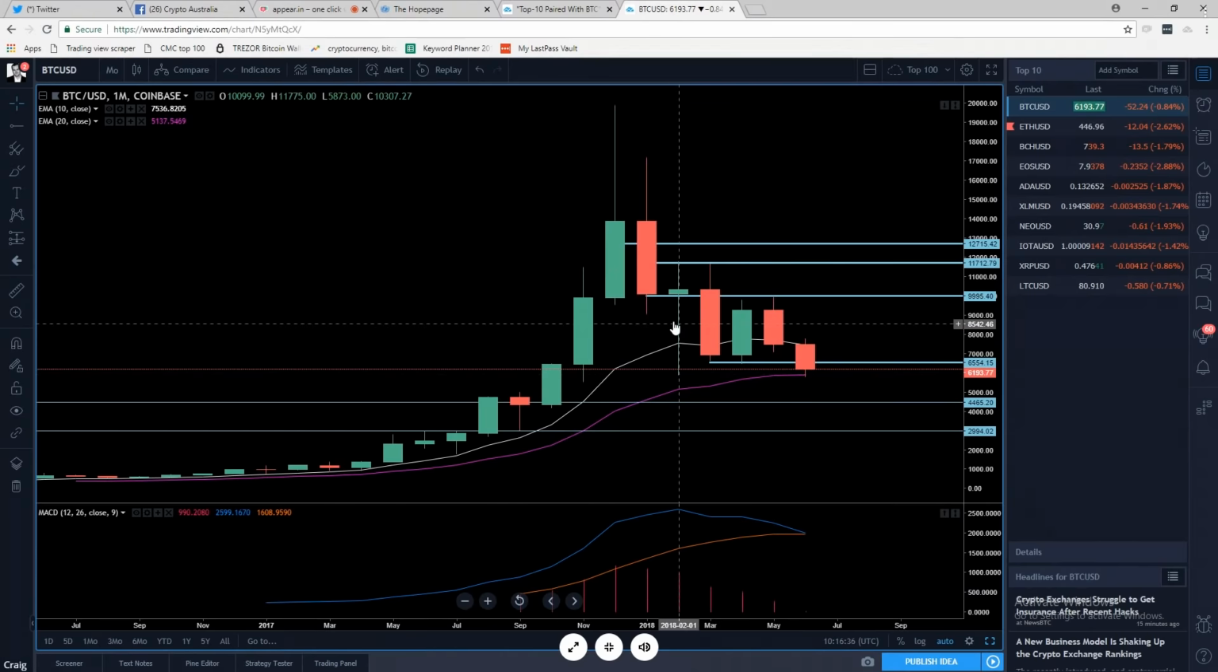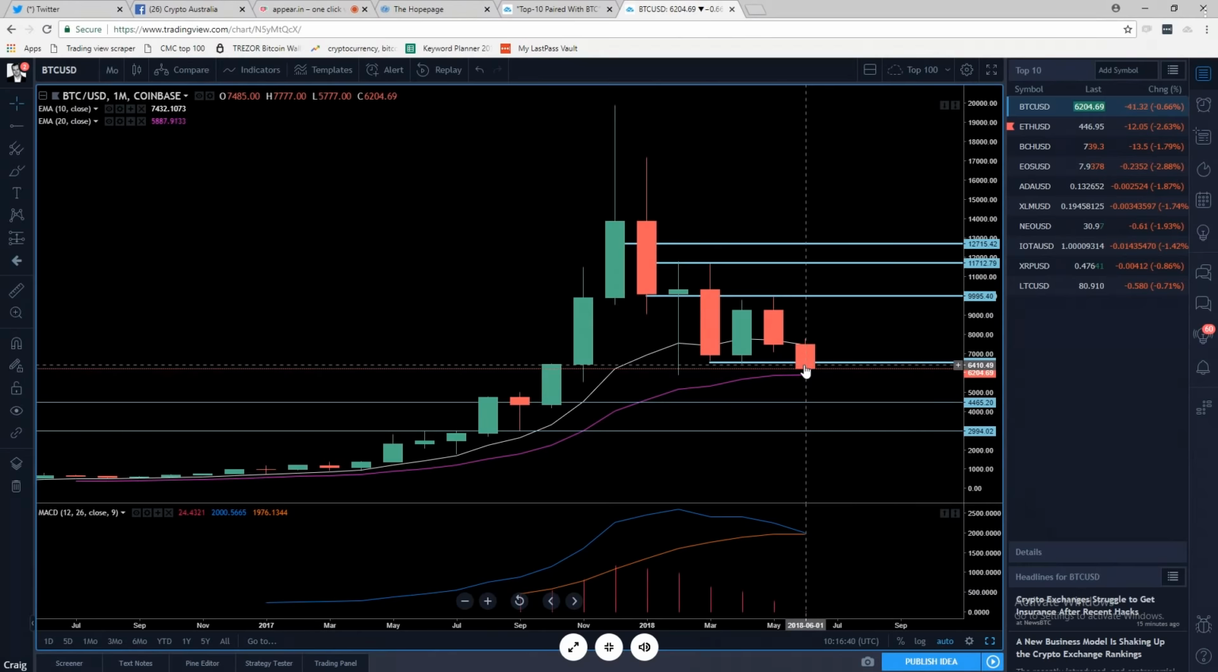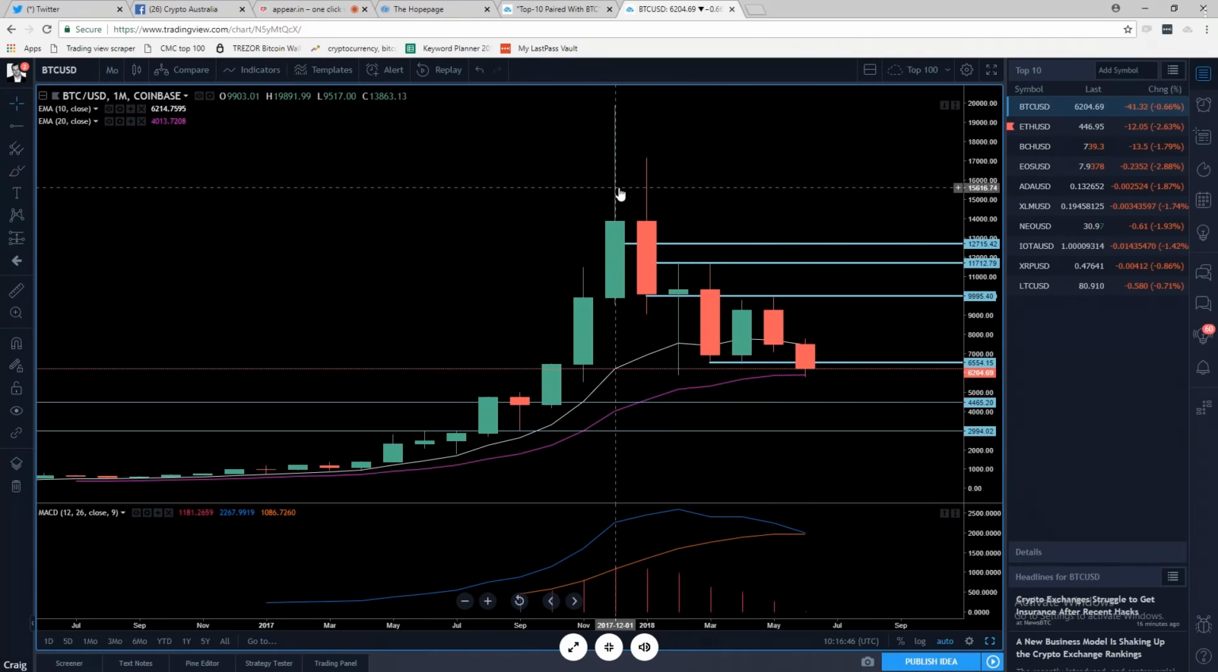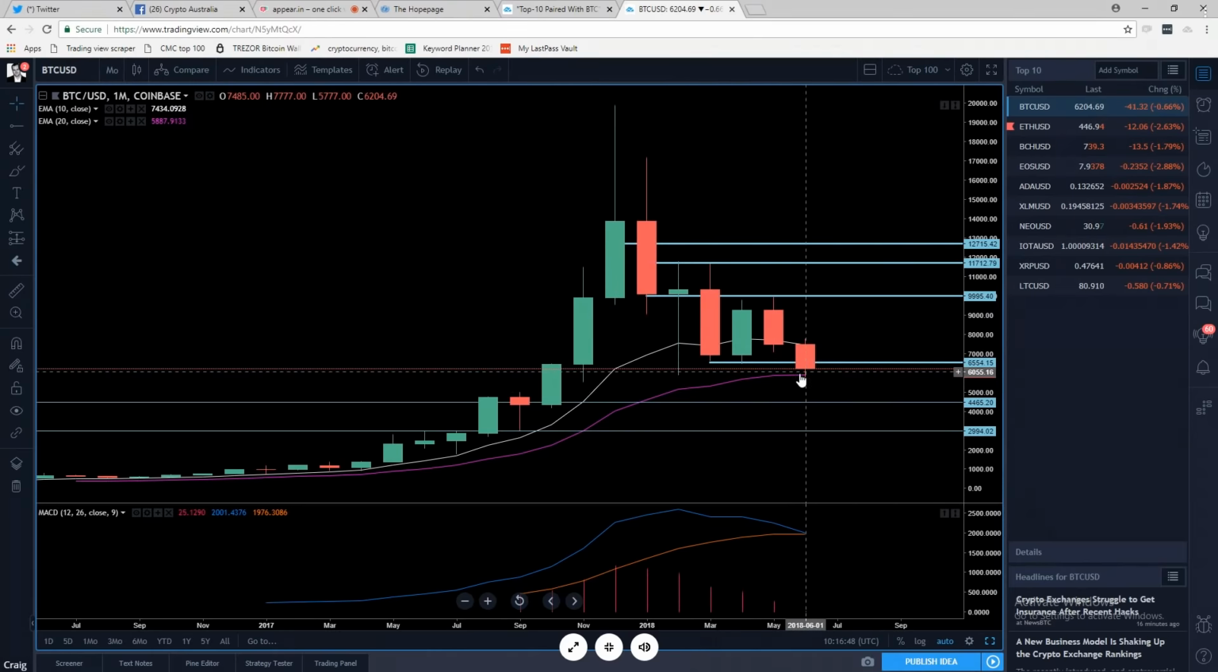Now we've actually broken the low of that candle. So let's have a look. The low is 5873, 5777. So that was the last bastion of hope. Now we have essentially a new lower, or a potential higher level. We are starting to see these lower highs come in.